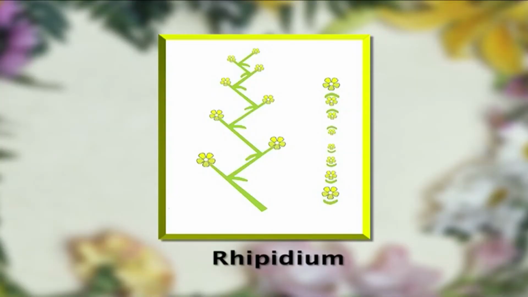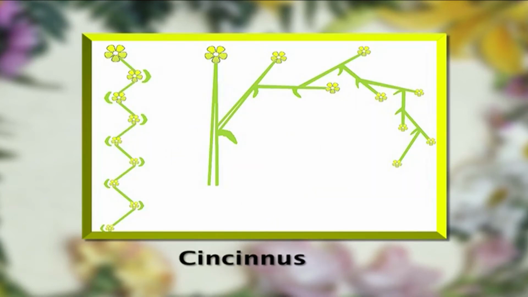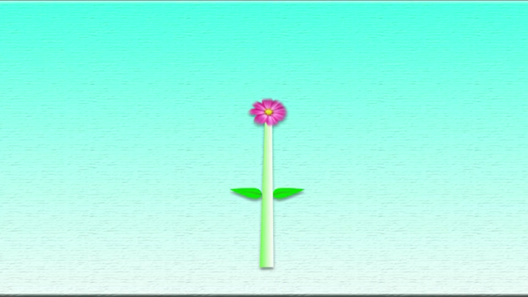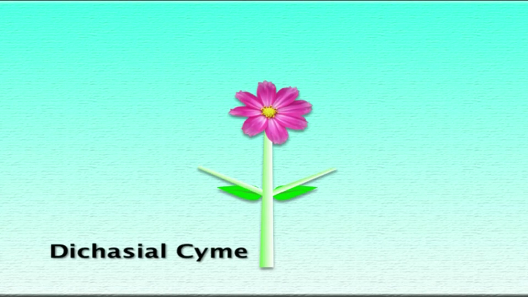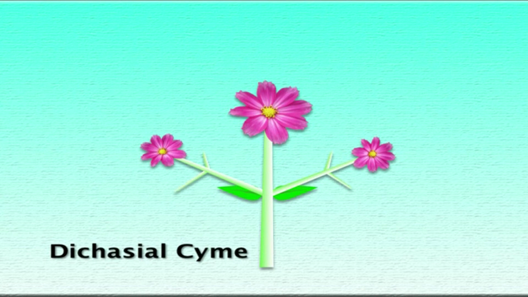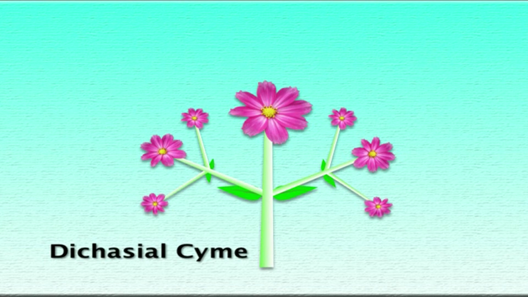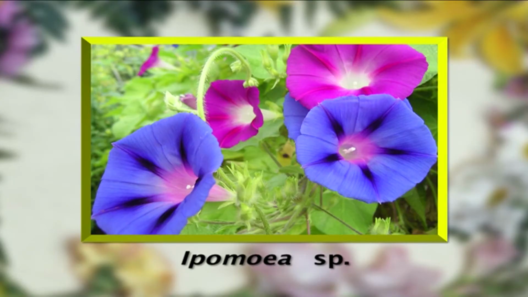Scorpioid monochasial cymes are again of two subtypes. One, Rhipidium, in which the lateral branches are in the same plane, and Cincinnus, in which the lateral branches are in different planes. The third type of cymose inflorescence is the biparous or dichasial cyme. In this case, the main axis ends in a terminal flower. Below this flower, two branches develop laterally in the axil of opposite bracts. These branches also end in flowers. The same type of growth is continued. Dichasial cyme is usually found in Jasminum and Ipomoea.